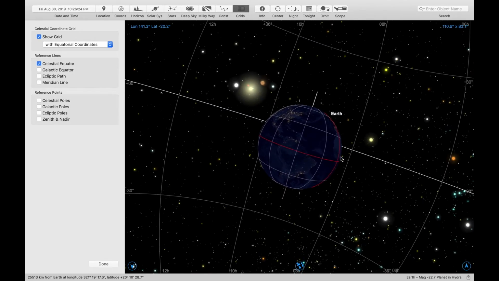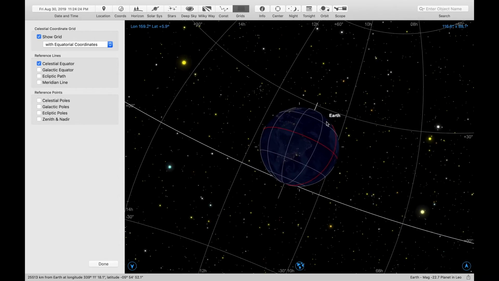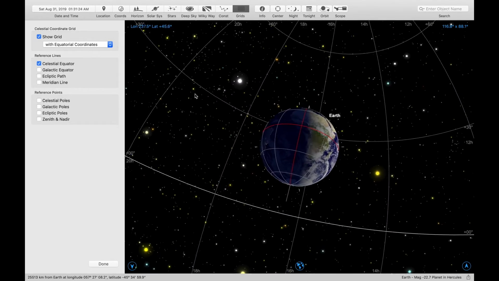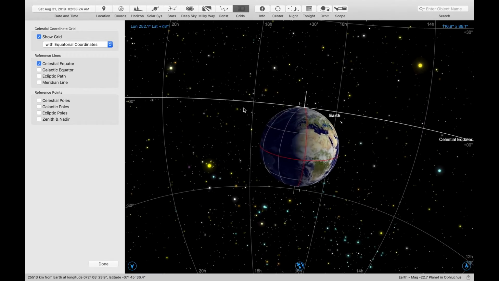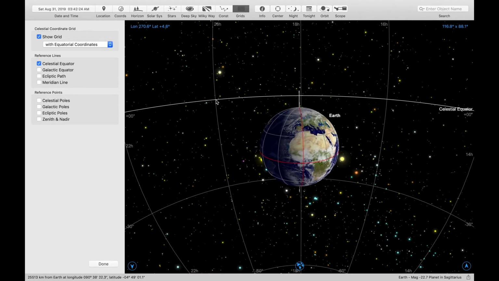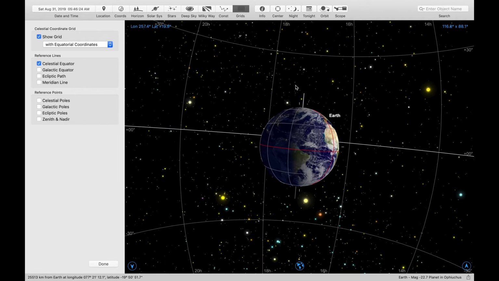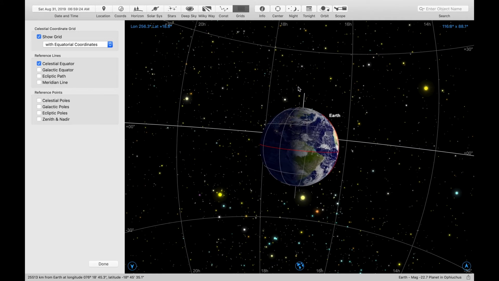I'm going to zoom out just a little bit. The middle of everything in the sky. This is a grid that's on top of the sky. I'll show you why we're even doing this in just a second. But the celestial equator is the imaginary extension of the Earth's equator out into space.